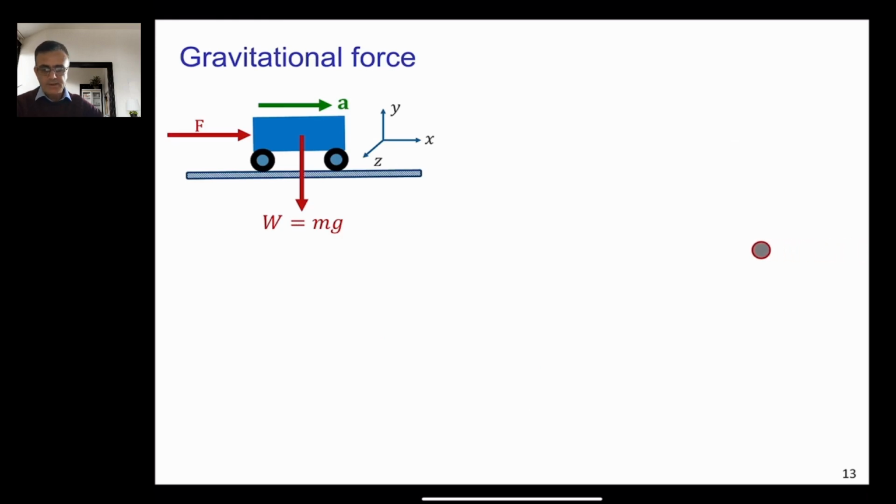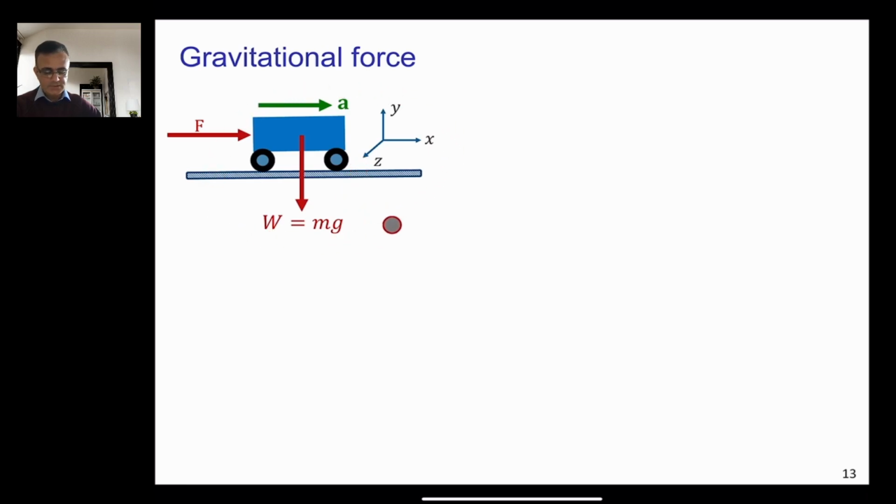Okay, now in kinetics, you will always be dealing with forces. Mainly with three types of forces. One is the gravitational force, another one is the spring force, and another one is the friction force. First we will describe the gravitational force, which is the weight of the body.